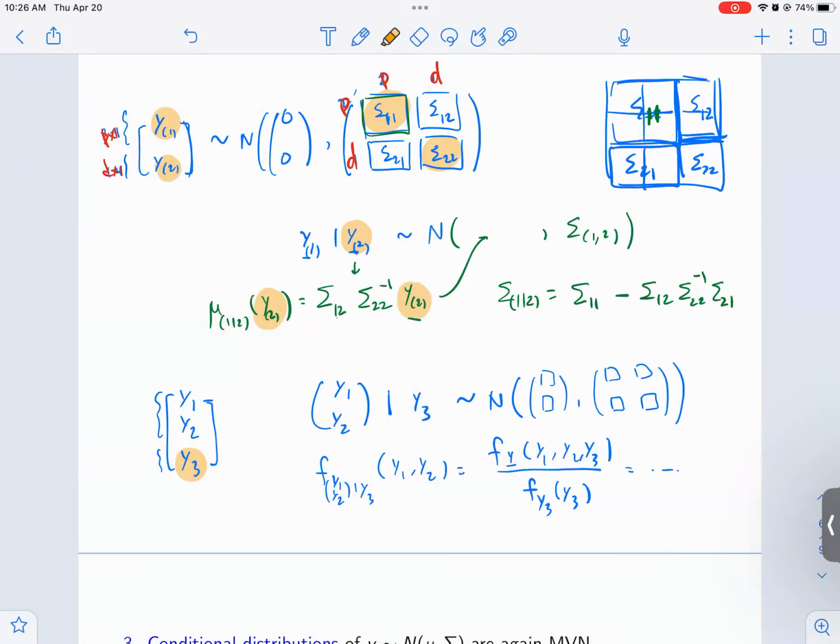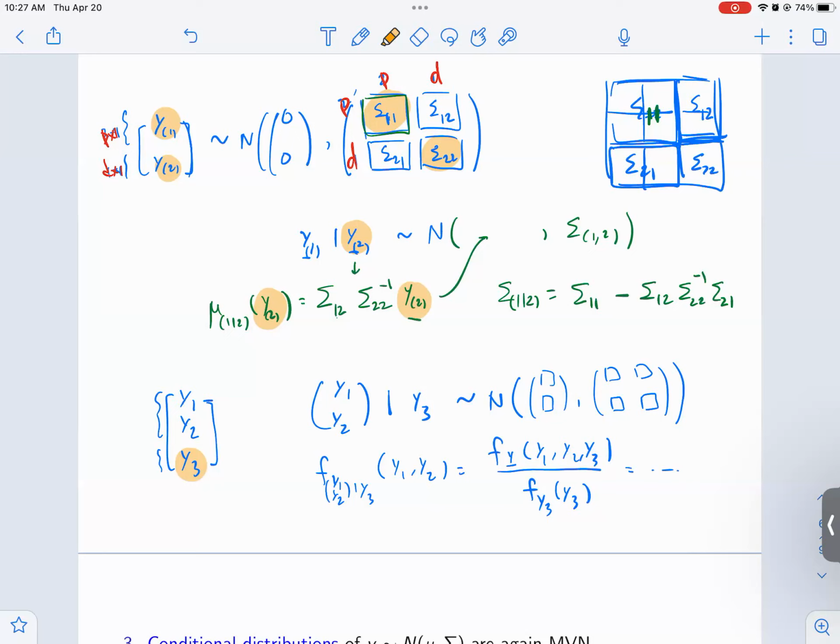The main point that I want to make is that if this sigma 1, 2 is 0, then this part is going to be 0, and this part is going to be 0. So you get that the conditional distribution of y1 given y2 has 0 mean and covariance sigma 1, 1. That's the marginal distribution before conditioning. So if sigma 1, 2 is 0, we get the same distribution as if we didn't condition. There is no dependence of the conditional distribution on y2 anymore, and that means that the two components are independent.